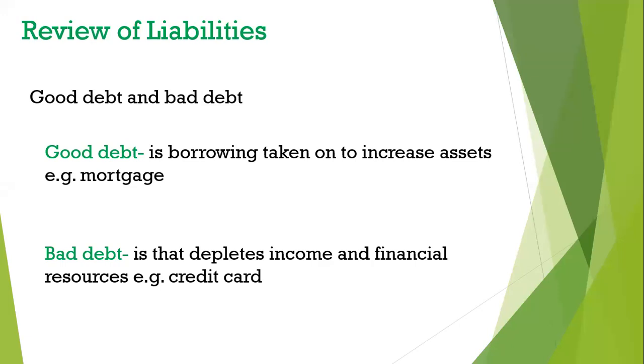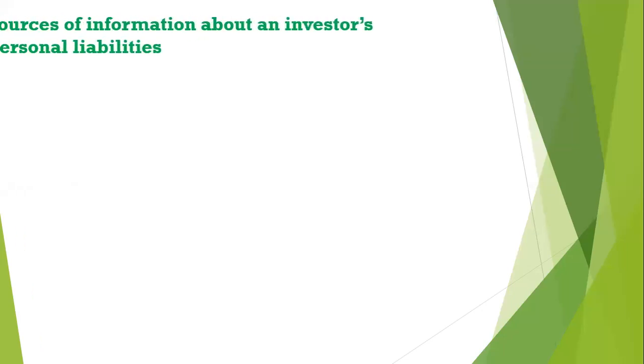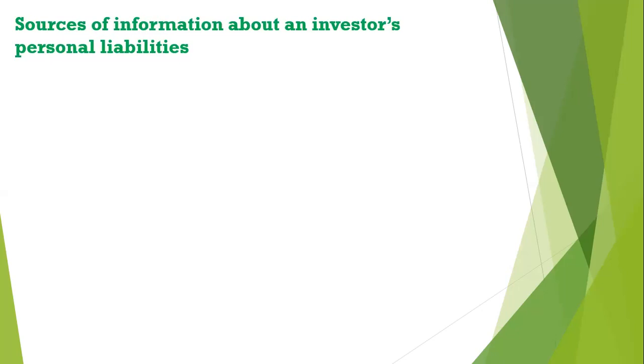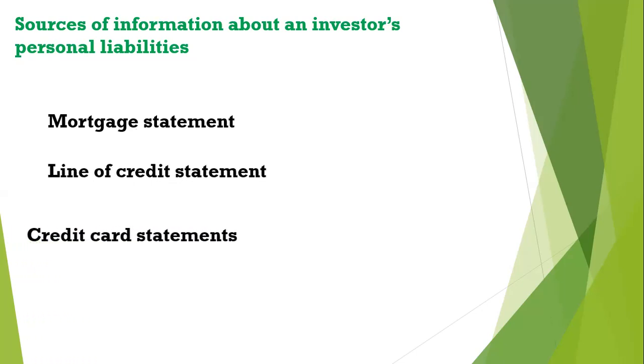Once you get those, you add them up, and then we can take the difference between the liabilities and assets. The sources of information about investors' personal liabilities can be found on the mortgage statement, which tells you the amount of money that you owe, and also line of credit statements, credit card statements, and so on. Those will give you more information about an investor's personal liabilities.